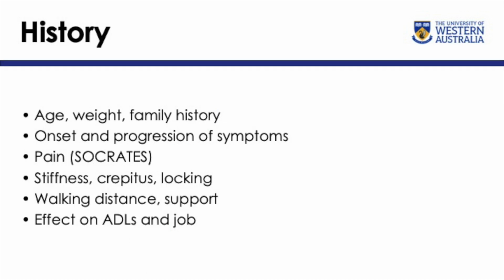Now we'll move to taking history for a patient with hip pathology. We want to take a focused history, asking about onset and progression of symptoms, then a pain history, for which you can use the SOCRATES technique, then specific questions about stiffness, crepitus and locking in the hip joint, and some functional questions about walking distance, whether they are using walking aids, and any effects on their activities of daily living and vocation.